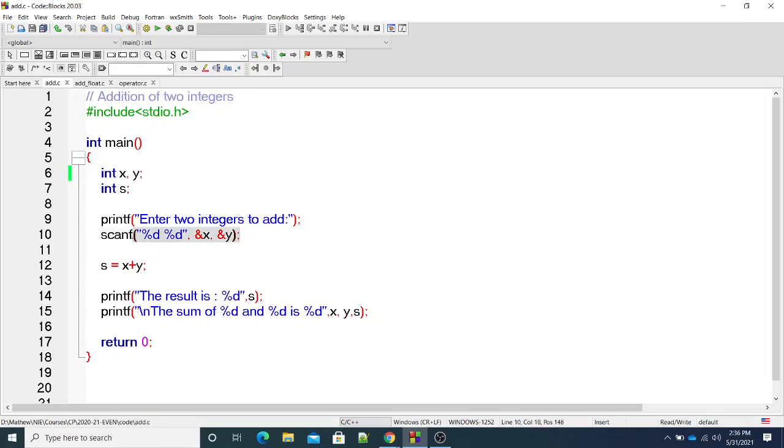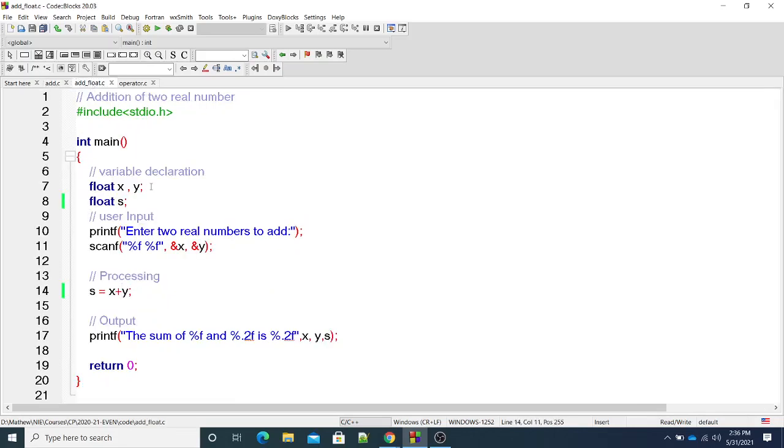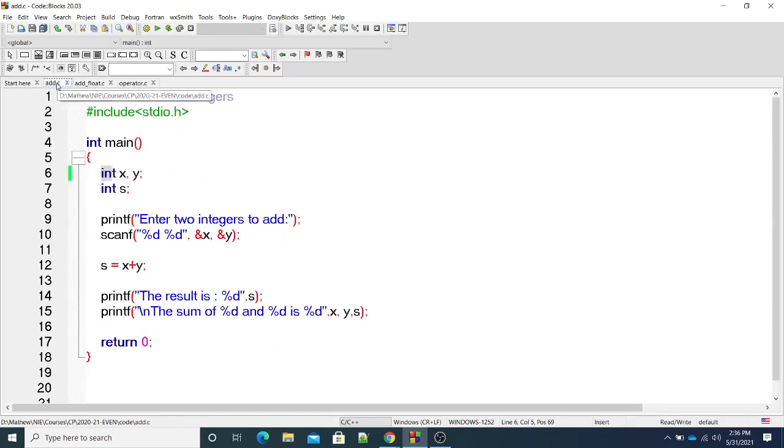Here we are accepting two integers, that is why %d. When we want to accept two floating point numbers, we will use %f, %f, and the variable type should be float. Likewise, what we did here in the second program. So be very thorough with the syntax of scanf, and the syntax of printf. You are going to use these functions in almost every program you do in the lab or in your programming life using C.